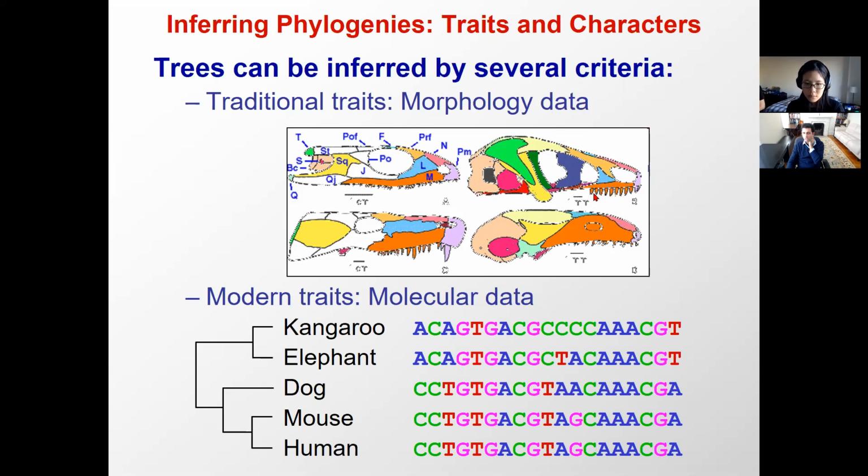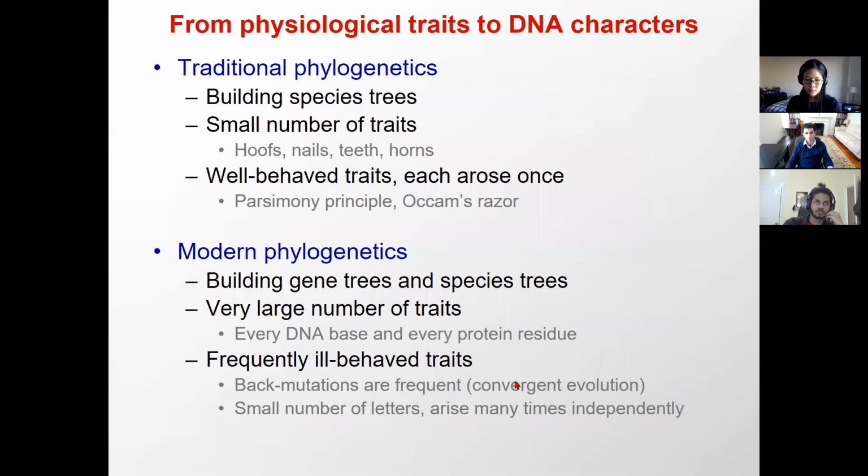How many teeth do you have? What is the relative shape? And so on and so forth. Now, these traditional traits were usually very sparse. There were very few traits, and they were usually very well behaved with very little back mutations. Whereas modern traits are based on enormously more data. So basically we can have one nucleotide for every position in the genome as a trait, but every one of these traits is actually less reliable.